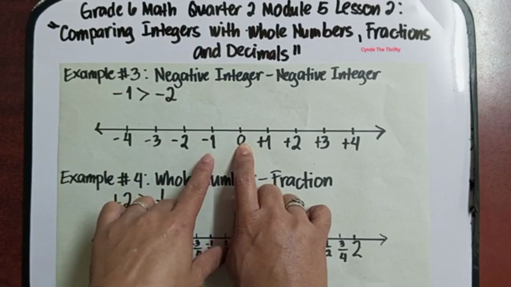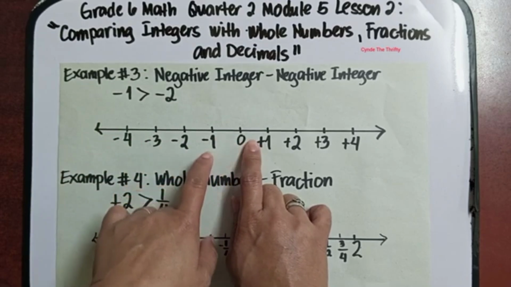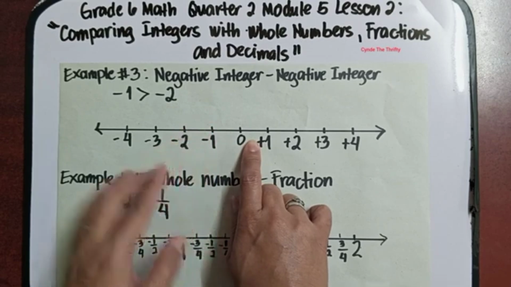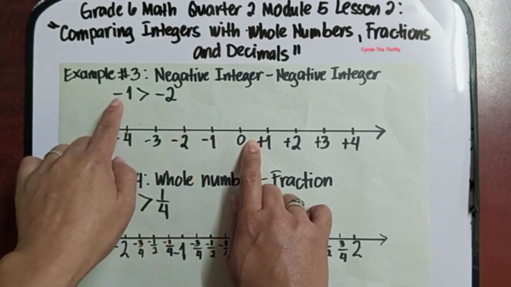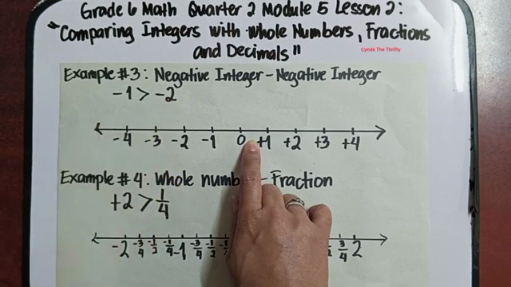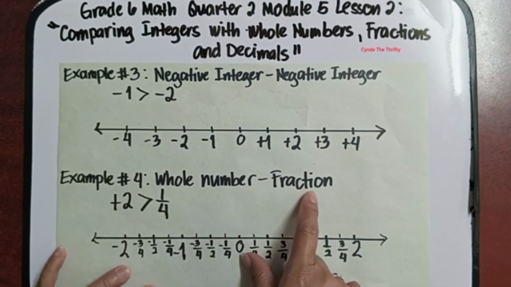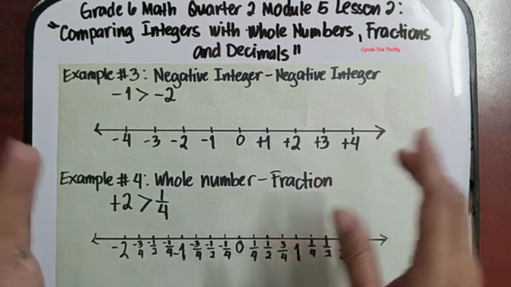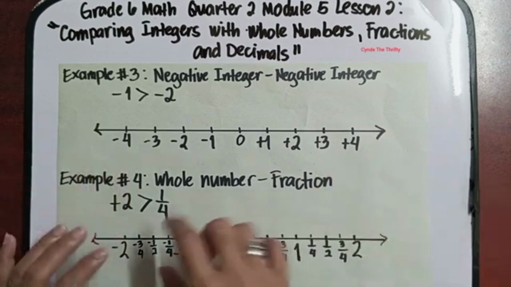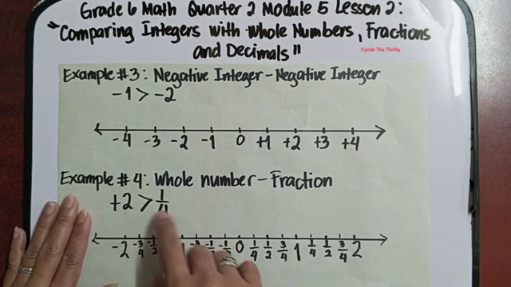And since negative 1 is the one near 0, it means negative 1 has the greater value. Okay, so that's why negative 1 is greater than negative 2. Example number 4, whole number to fraction. So for the whole number, we will compare it to the value of a fraction. For example, positive 2 is greater than 1/4.